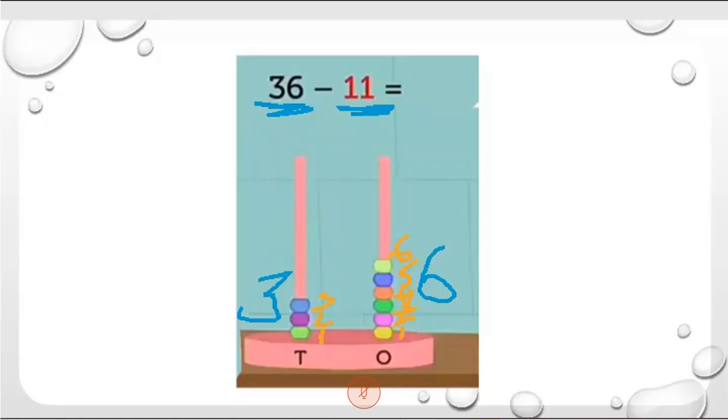Now what do you have to do? You have to do minus. Let's do it. Yes, you have to subtract 1. Here 1 is in the ones place. So 3 is in the tens place, 6 is in the ones place. 1 is in the tens place and another 1 is in the ones place.